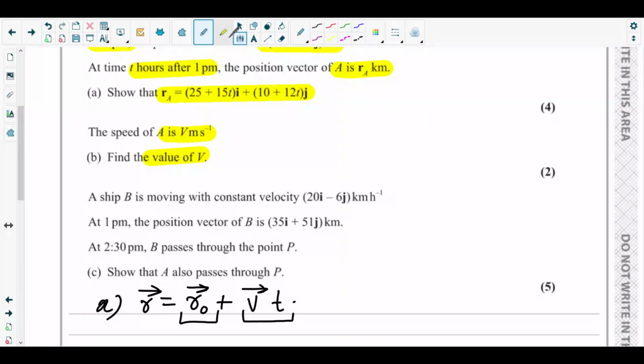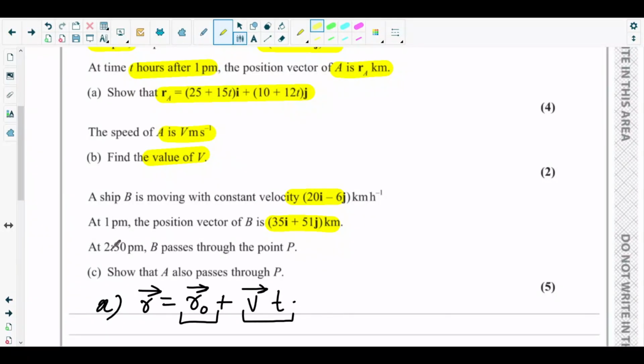Okay, before part C, they are saying a ship B is moving with constant velocity 20i minus 6j kilometers per hour. Ship B, this is another ship which is moving with constant velocity. The velocity is given as 20i minus 6j km/h. At 1 p.m., the position vector of B is 35i plus 51j kilometers. So the initial position vector of ship B is 35i plus 51j kilometers.